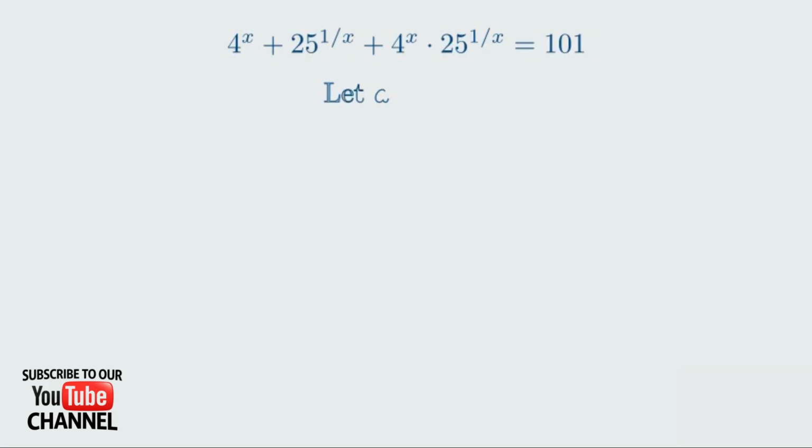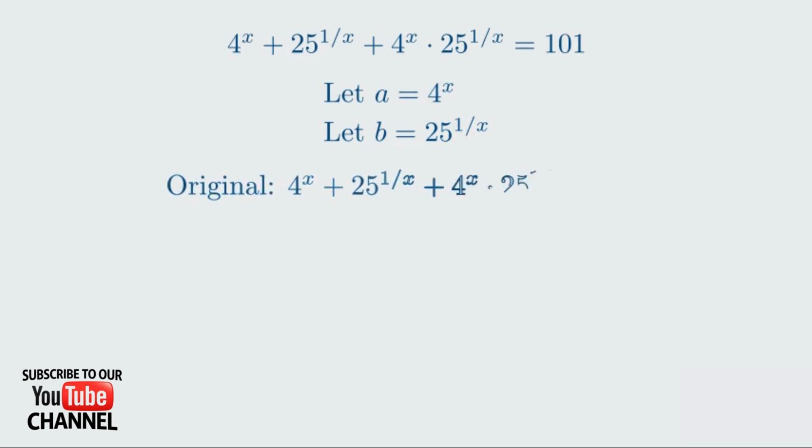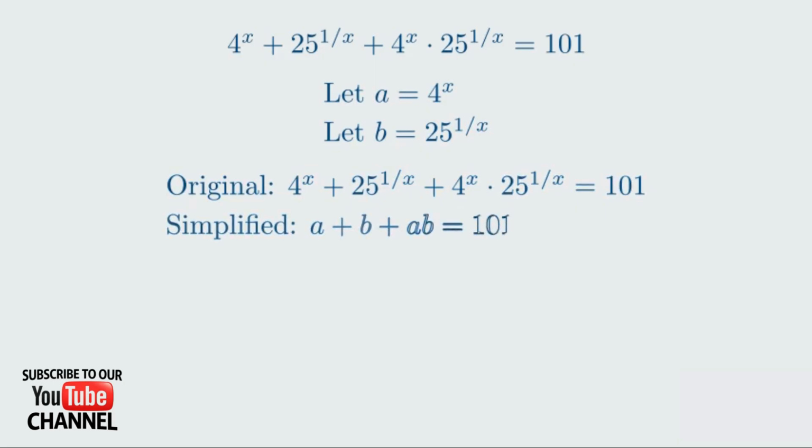Let's make a substitution. We'll let a equal 4 to the x and b equal 25 to the 1 over x. By doing this, we are transforming the problem into a simpler form. Now, let's substitute a and b back into our original equation. The equation becomes much more manageable. A plus b plus a times b equals 101. This simplified algebraic expression is much easier to work with. So, we have successfully simplified the equation using substitution. This is a powerful technique for making complex problems more approachable.